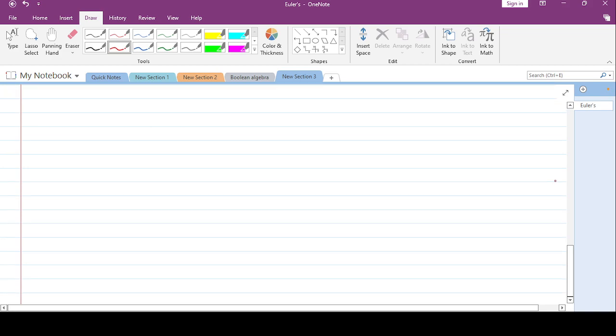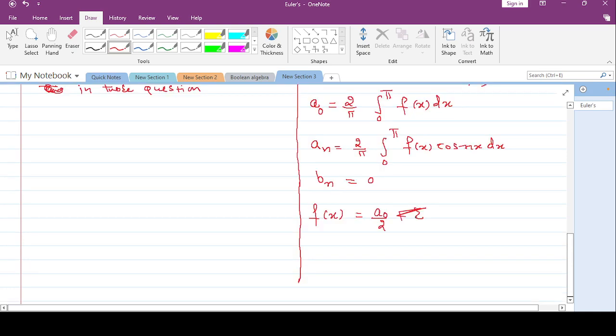Okay, so as bn is 0, it means that in this case our Fourier series just reduces to a naught by 2 plus summation, and I write it once again. Our Fourier series reduces to f of x equal to a naught by 2 plus summation n equal to 1 to infinity an into cos nx only. Okay, and using these formulae we can find the value of a naught and an.